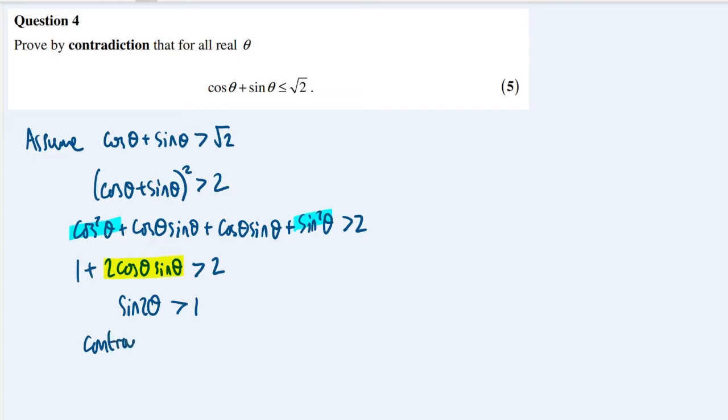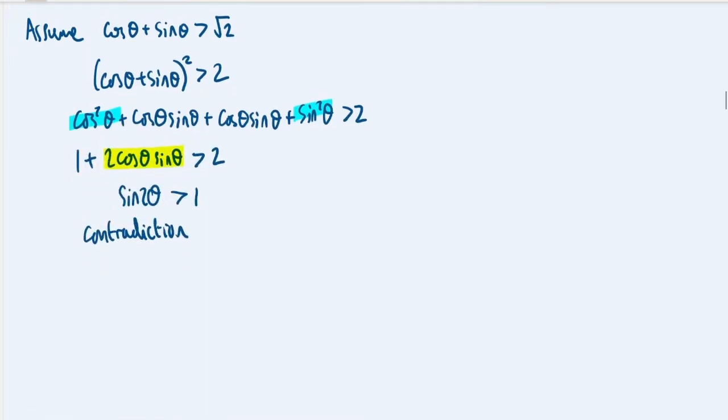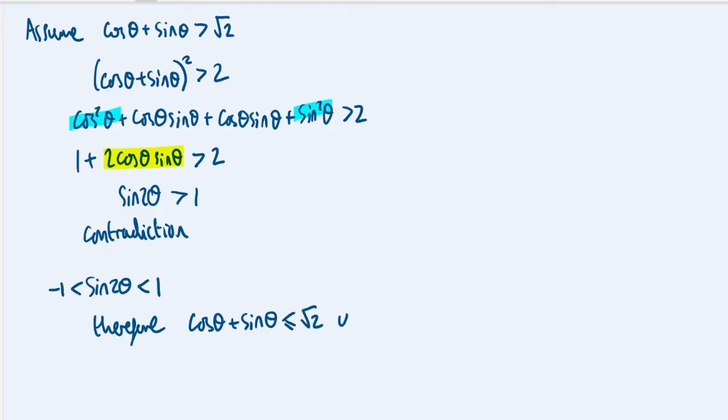And this is a contradiction. And this is a contradiction because we know that sine 2 theta has to be between -1 and 1. And then we can write therefore the original statement is false, and the negation of that is true, and we've proved it. QED. Great.